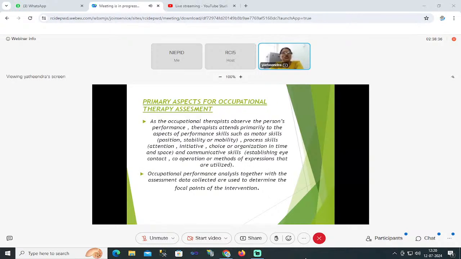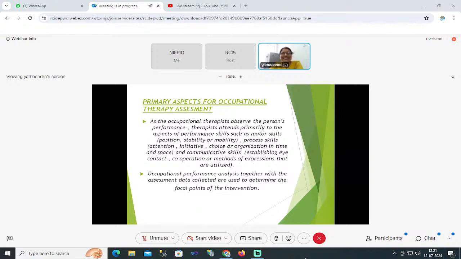Primary aspects of occupational therapy assessment. As the occupational therapist observes the person's performance, the therapist attends primarily to the aspects of performance skills such as motor skills. What is the position of the child? How is the stability and how is the mobility? Then processing skills like attention, initiation, choice or organization of time and space.